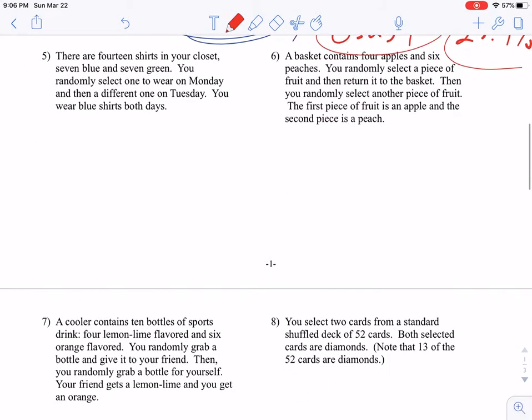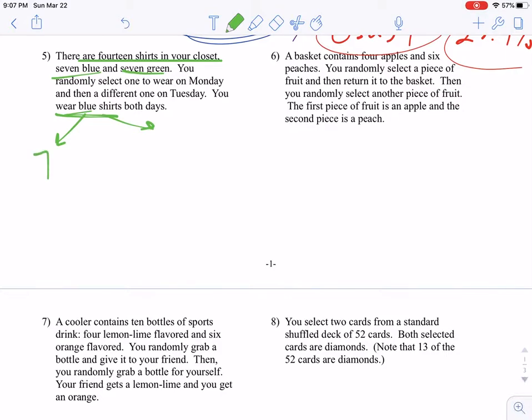Okay, it brings us to number 5 here. Number 5, it says there are 14 shirts in your closet. So we know it's out of 14 right away. Okay, the first fraction is going to be out of 14. 7 blue, 7 green. You randomly select one to wear on Monday and then a different one to wear on Tuesday. Okay, so Monday morning you get up, you select a shirt at random, you close your eyes, you pick one of your shirts. We're pretending on Monday you get a blue shirt, and then on Tuesday you also get a blue shirt.